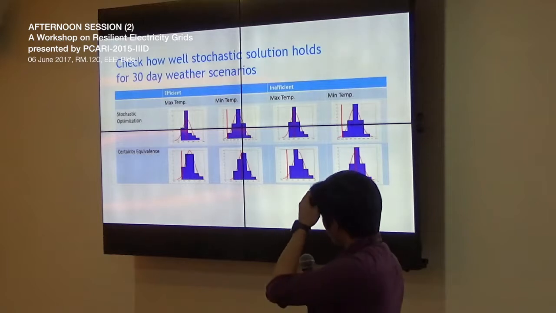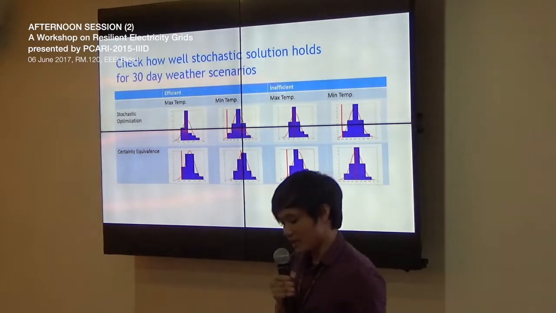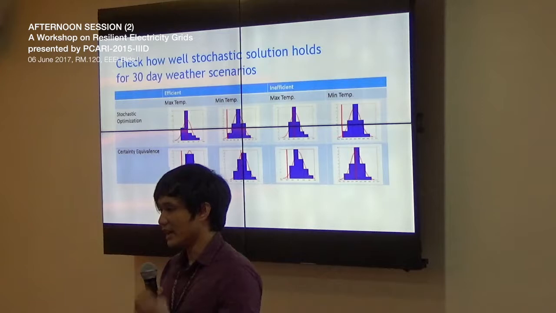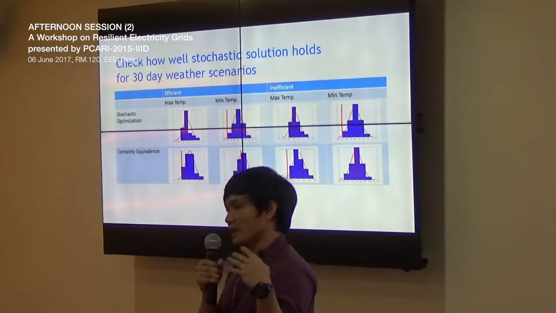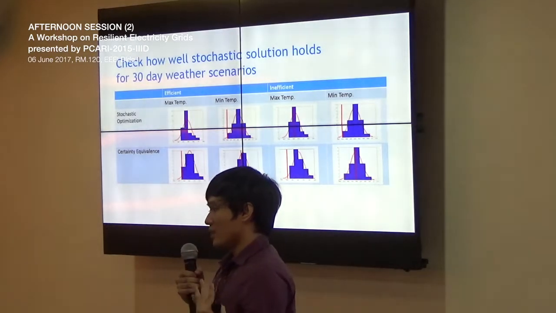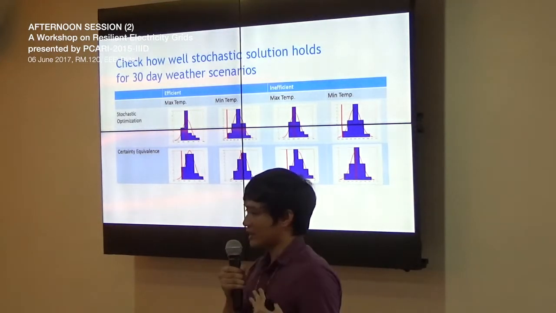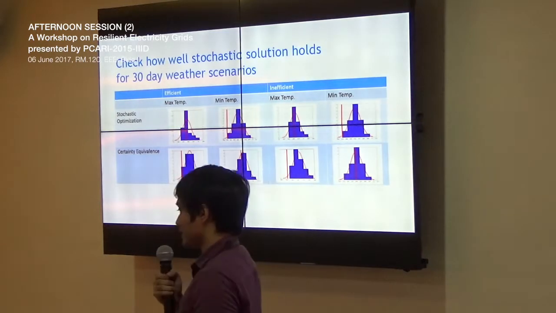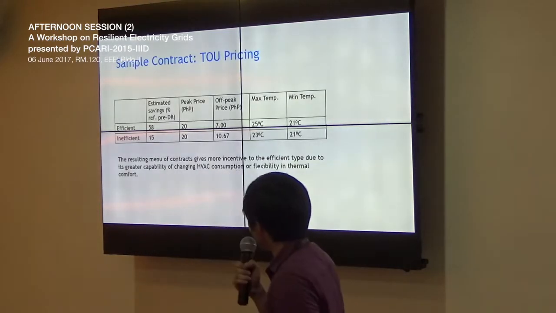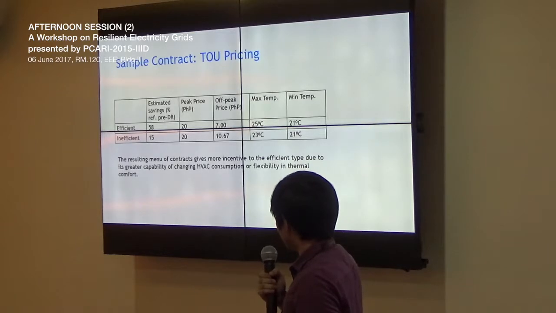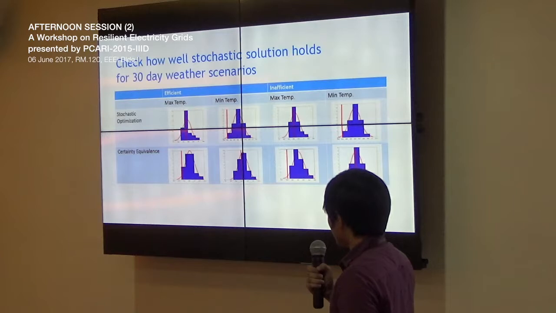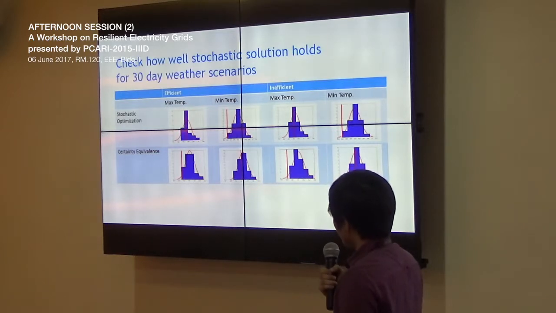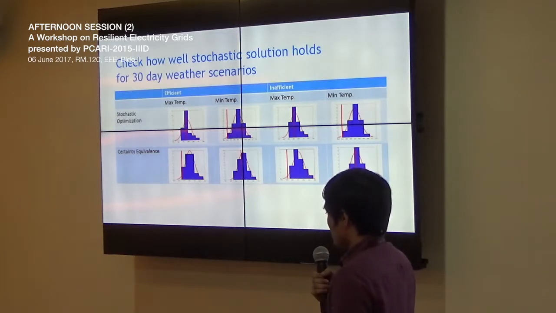And then these results say that by doing stochastic optimization, by incorporating historical weather scenarios into your problem, it approximates better what you're going to offer in the contract. So you're saying you're going to offer 25 degrees maximum and 21 degrees minimum temperature. And by doing stochastic optimization, it approximates that well. You can see the red line there is the result of the contract, basically.